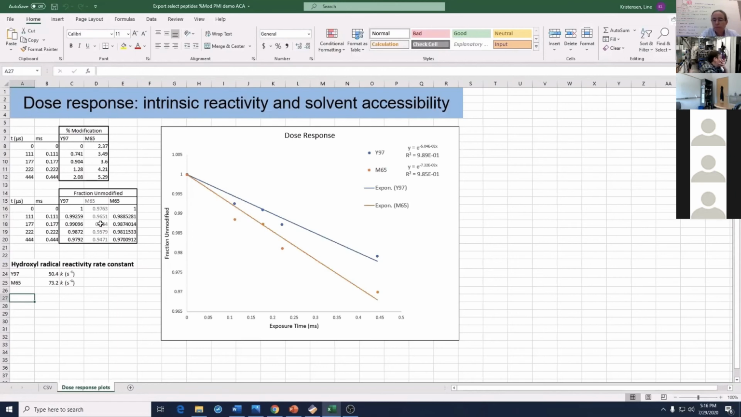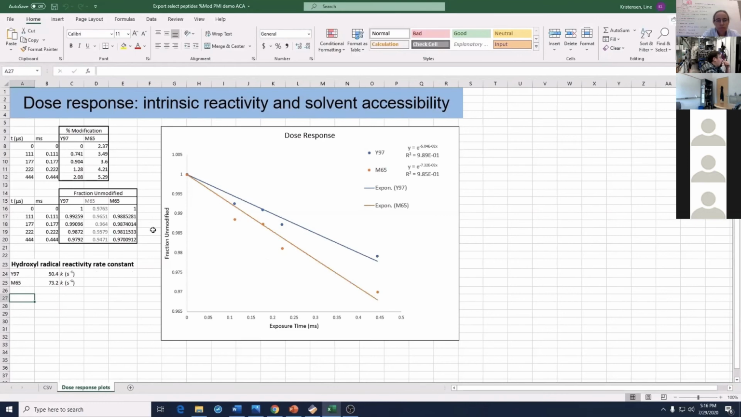And I went ahead and calculated a fraction unmodified on the basis of those figures. And I also normalized the data for the methionine modification, since we do have a little bit more than 2% background oxidation for methionine. The normalization of the data basically ensures that the dose response plots are reflective of just oxidation related to footprinting and not background oxidation.